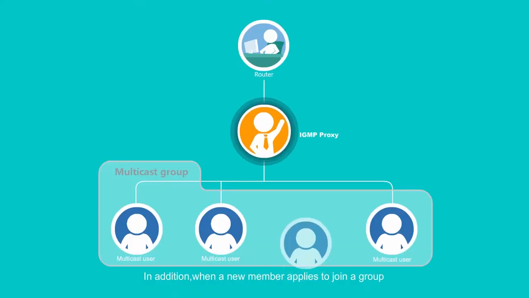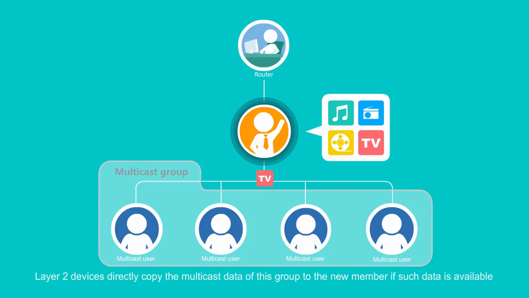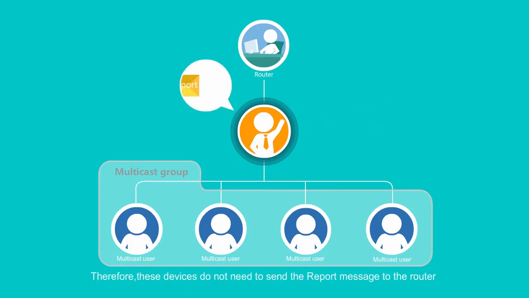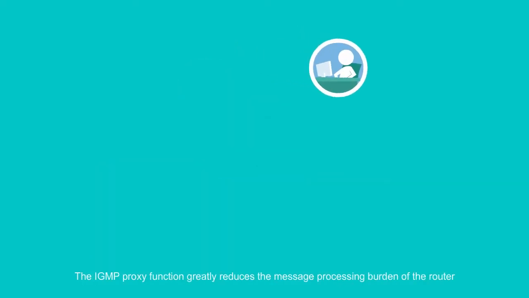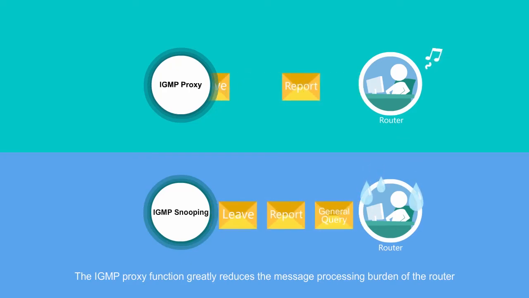In addition, when a new member applies to join a group, Layer 2 devices directly copy the multicast data of this group to the new member if such data is available. Therefore, these devices do not need to send report messages to the router. The IGMP proxy function greatly reduces the message processing burden of the router.